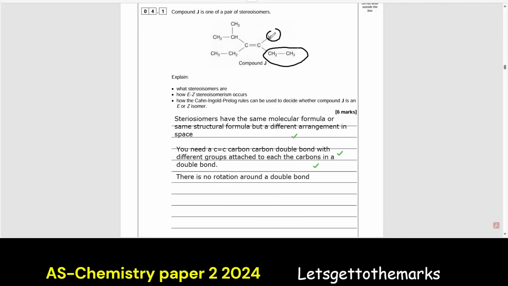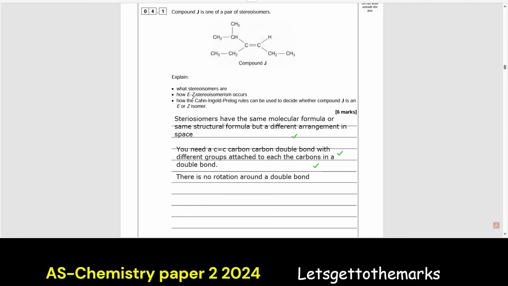If there was rotation, then this hydrogen could rotate any second and be there, and then the ethyl group could be there, and then they could constantly be swapping and revolving and changing their structure, because at one moment you could have the hydrogen and this on the same side, then the hydrogen and that on the same side. So they could keep going, flipping between the EZ forms, but that's not the case. Because there is no rotation, we get two distinct forms, which are the EZ isomers.